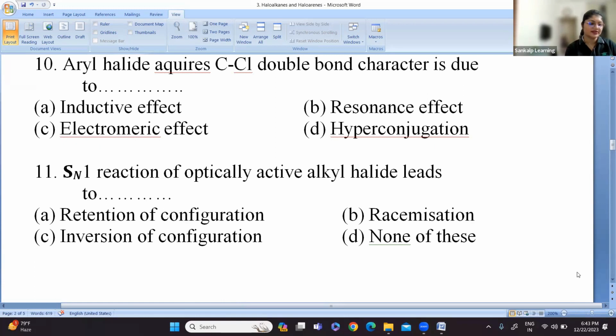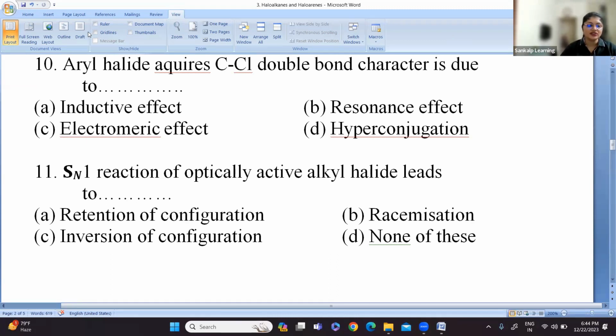What do you mean by racemization, students? Racemization means what? When you have equal amounts of dextro and levorotatory substances, okay? So this will get cancelled. As you have an equimolar mixture of dextro and levorotatory substances, as they are in equimolar proportion, they will get cancelled with each other. Okay, so it will lead to racemization.